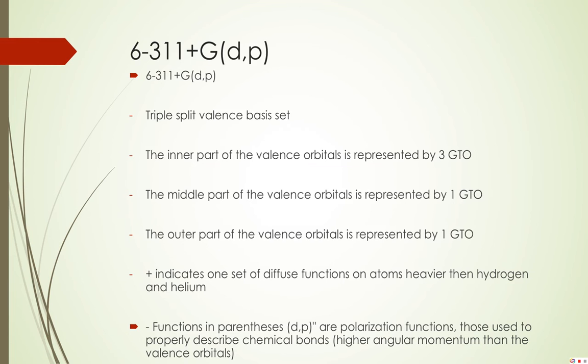So dp means maybe you can calculate also f. F orbital, d orbital. I'm talking about dp. Dp means function in parentheses, polarization function. This is also a polarization function. Those are used to properly describe chemical bonds, with higher angular momentum than the valence orbital. All the time higher angular momentum than the valence orbital. Next slide.